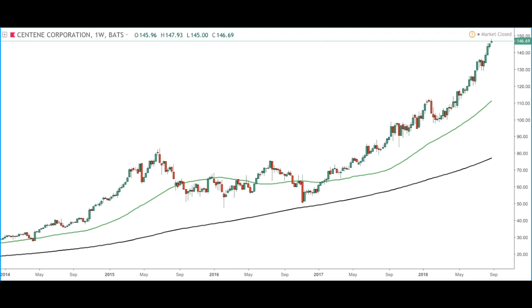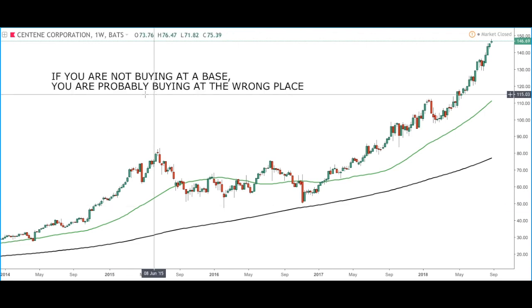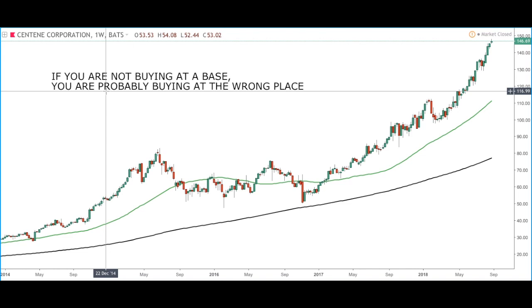Even though we as trend traders don't trade a consolidating market, a consolidation can be a great thing for us because it forms a new area of support and resistance that we can trade from. You don't want to buy at the top of an uptrend or sell at the bottom of a downtrend, and that's why having a base or some form of consolidation can really add to a confluence of events when looking to take a trade. And as I've heard my mentor say before, if you're not buying at a base, you're probably buying at the wrong place.